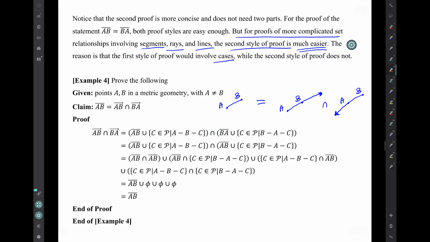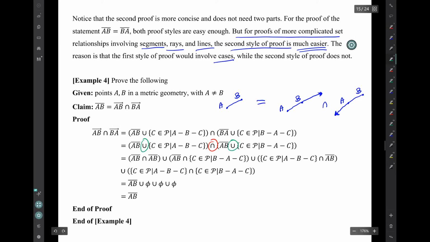Now we get to work. First thing that I do is I rewrite this symbol. Segment BA is the same as segment AB. So now both parentheses expressions have segment AB in them. Now I have to deal with this big expression that has an intersection symbol in it and 2 union symbols in it.